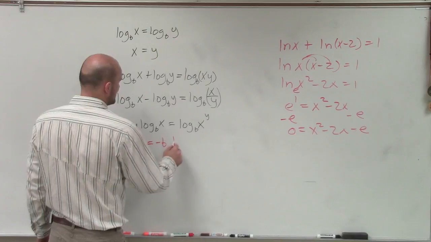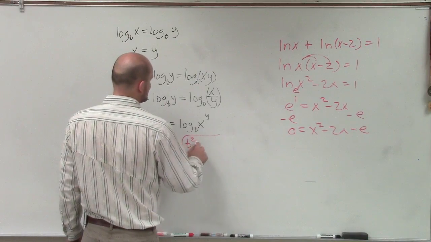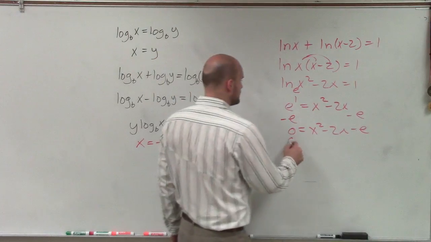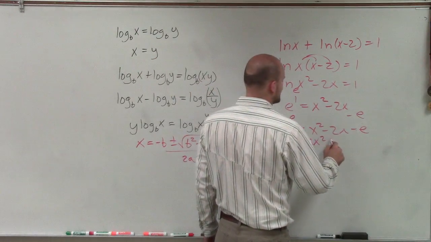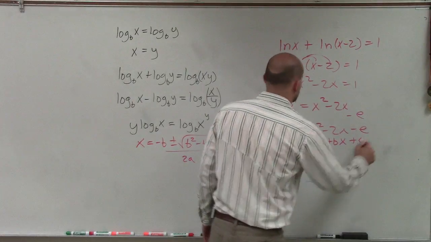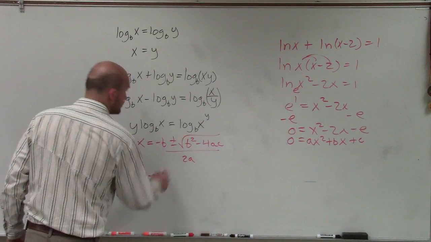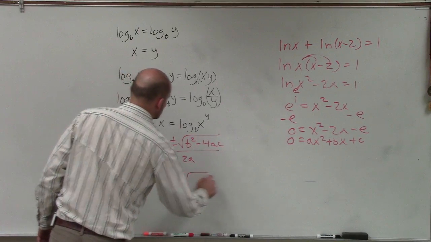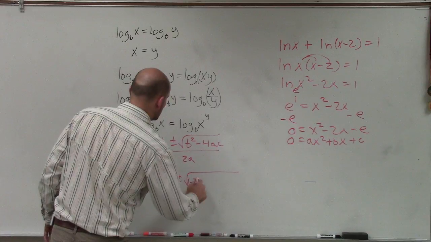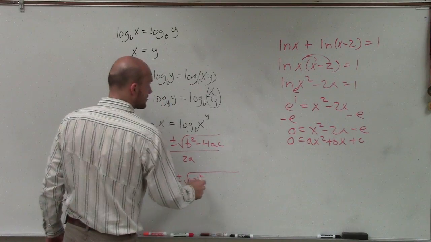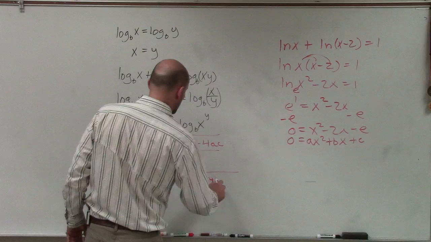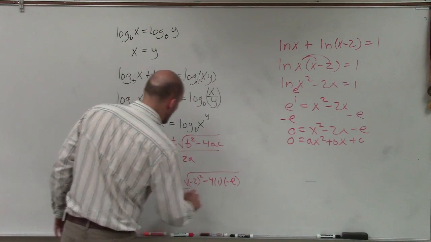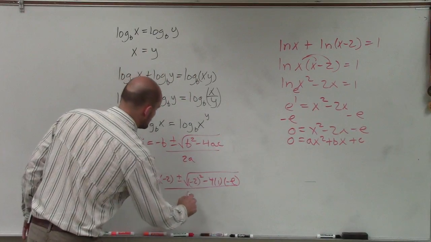x equals the opposite of b plus or minus the square root of b squared minus 4 times a times c, all over 2a. Now remember, we can always do that when we have an equation that's in quadratic form. So therefore, in this case, I have x equals, my opposite of b is going to be the opposite of negative 2, plus or minus the square root of negative 2 squared minus 4 times 1 times c, which is a negative e, all divided by 2 times 1.